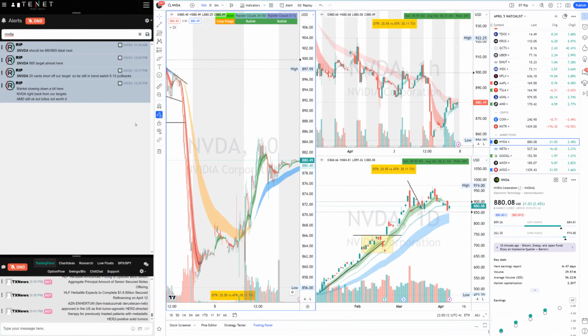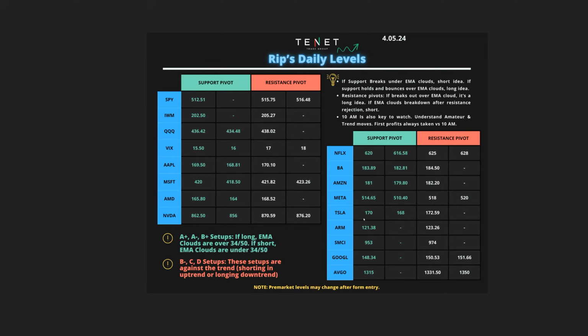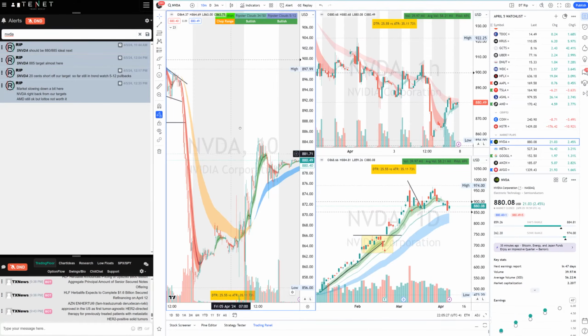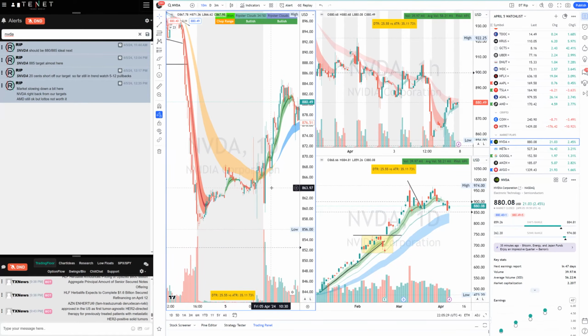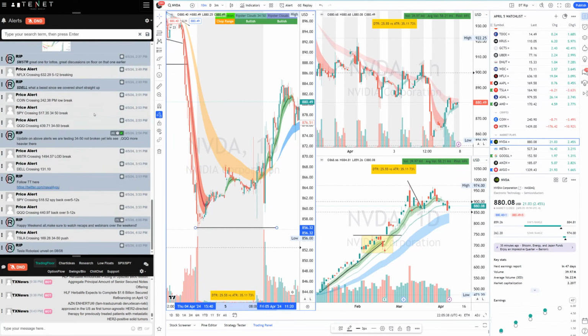The next one we're going to talk about is NVIDIA. So let's see what the levels were on NVIDIA. The levels were 860, 856, 862, 870 was resistance, and 876.20 was another resistance pivot. Initially we were short when it was breaking the clouds. But we were being proactive because it was, again, similar to AMD. This was an amateur move.